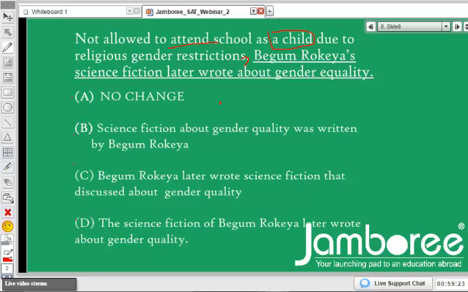In option A, after the comma we have Begum Ruqayyah's science fiction. Begum Ruqayyah's science fiction is not a human being, so option A is out. I don't even have to read the rest of this stuff. In option B, I am seeing science fiction. Science fiction is also not the name of a human being, so that's out. In option C, I am seeing Begum Ruqayyah, and it's a human being. How do we know? It's starting with a capital letter. It's a proper noun, so it's a person's name. So this may be the correct answer, but I have to eliminate option D as well. Here it's again science fiction. Science fiction is not the name of a human being, so option D is out. C is your correct answer.